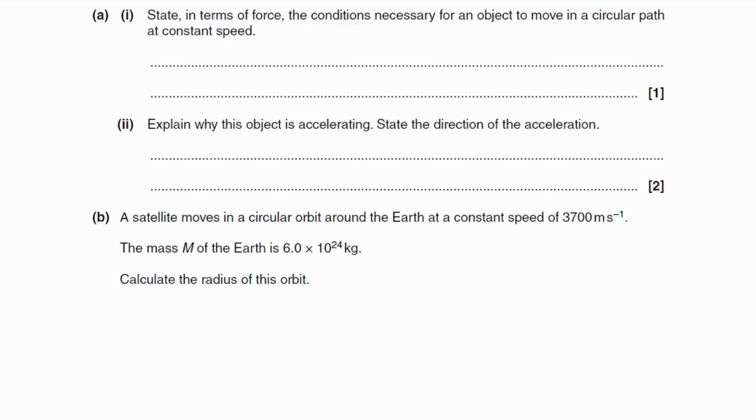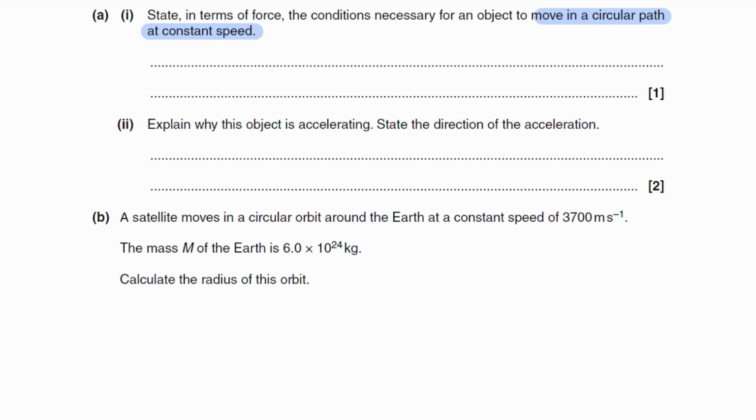State in terms of force the conditions necessary for an object to move in a circular path at a constant speed. So, when you have circular motion, if an object is moving in a circle at a constant speed, the resultant force must point towards the center of the circle, which would be the answer to part 1.